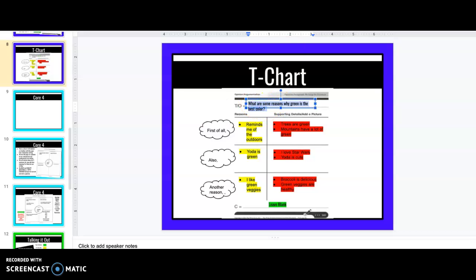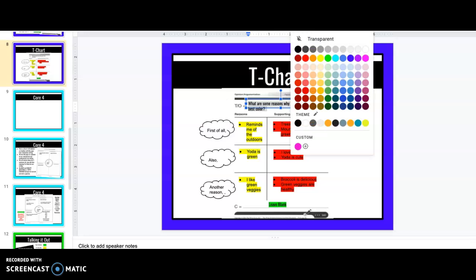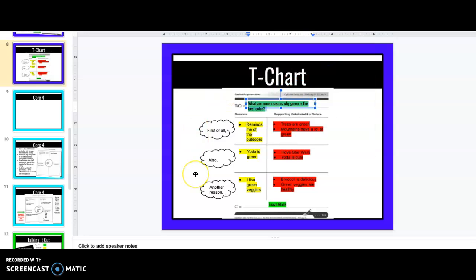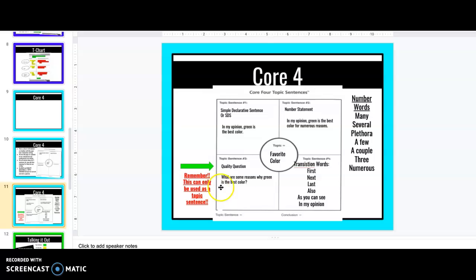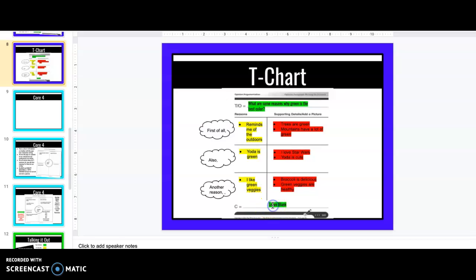Now notice everything is highlighted just like we would highlight it at school. So remember, you can do that with crayons or colored pencils. So I used my quality question as a topic sentence. That means I can use either one of these now as a conclusion. I like this one because I think it adds a little bit more detail. So I'm going to choose my number statement and add that to my conclusion down here at the bottom of my T-chart. In my opinion, green is the best color for numerous reasons. So my T-chart's now complete.